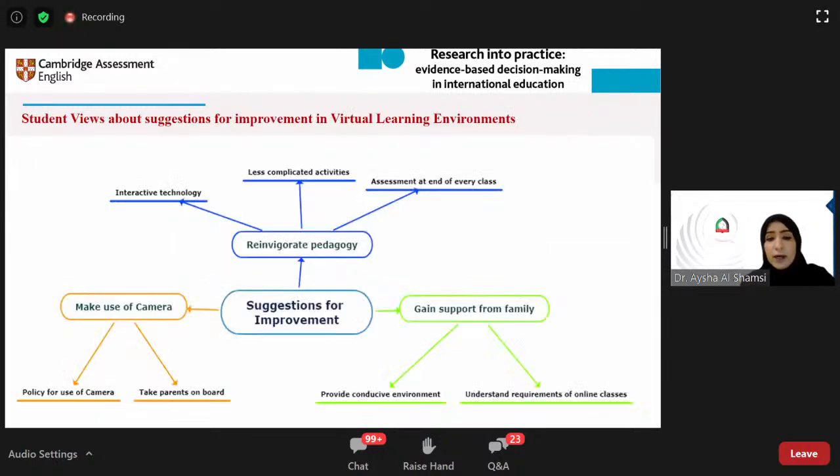The students provided some suggestions related to the use of camera. The policy is there, but we need to get parents on board. We need also to ensure the utilization of technologies at home, and also the support they get from family, and the stronger connection.